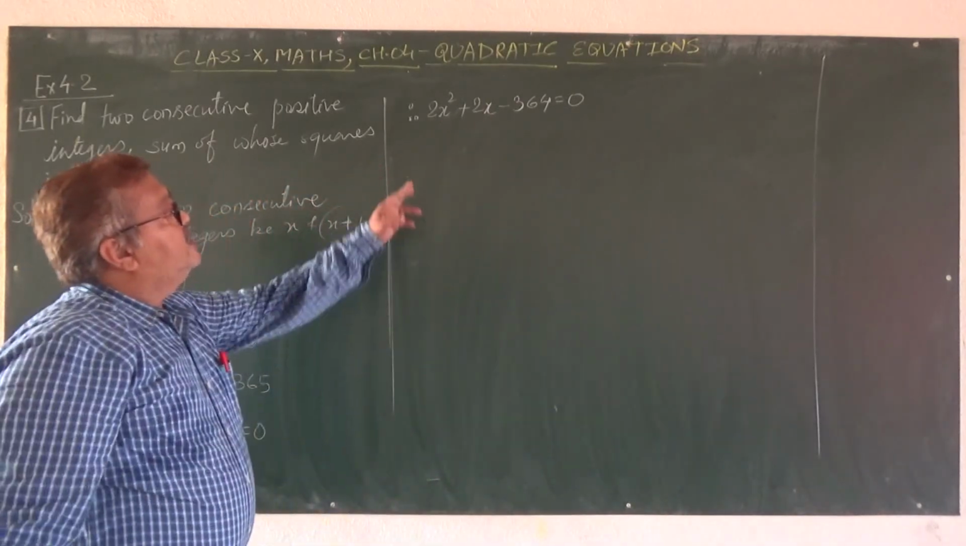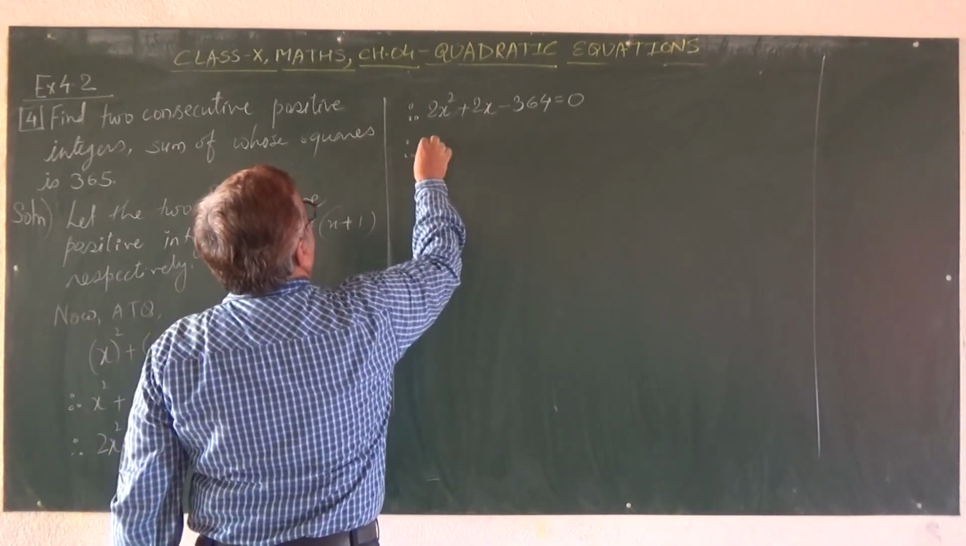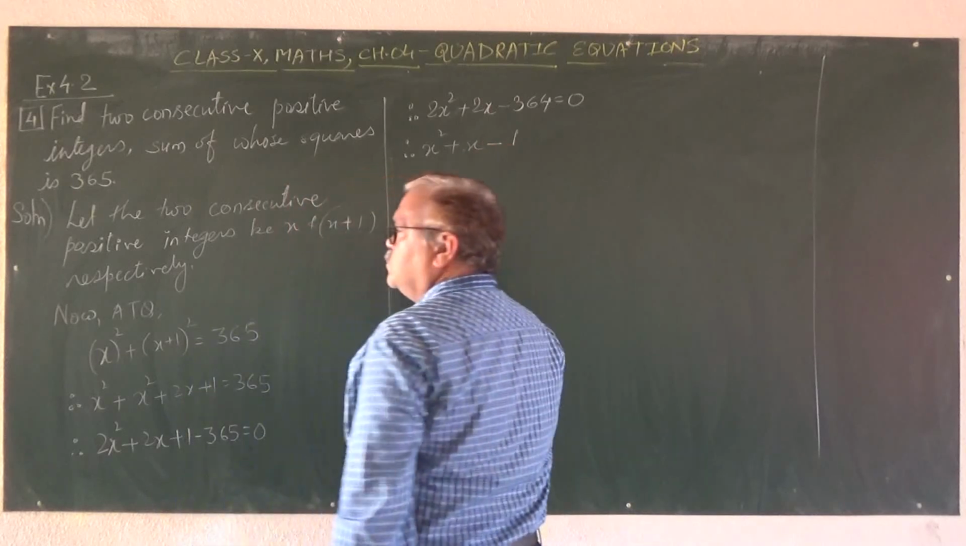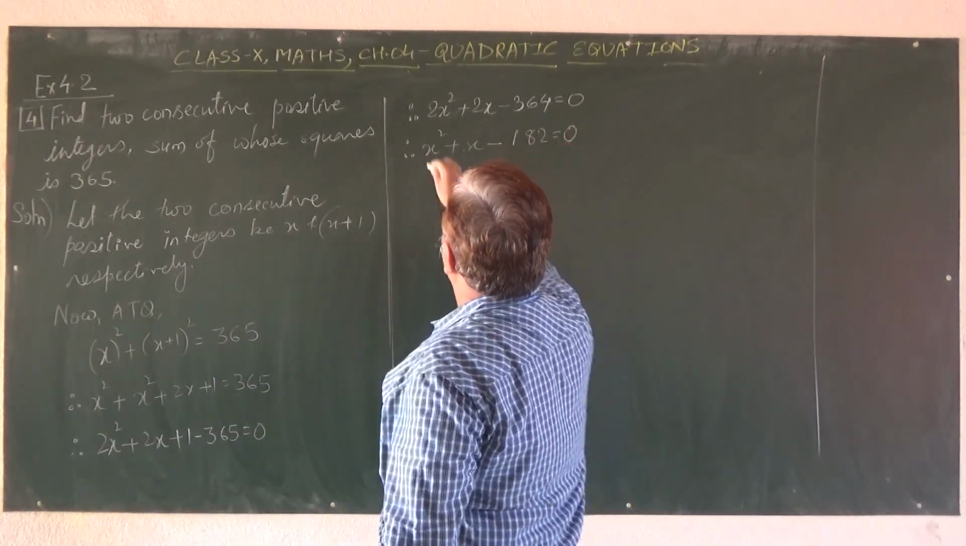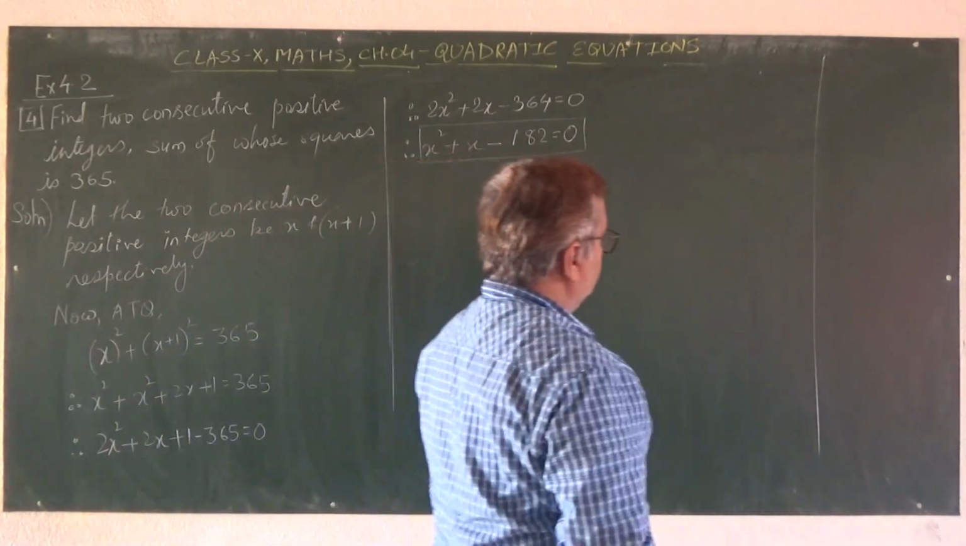Divide it. Each term is divisible by 2, so divide by 2. So we are going to get x square plus x minus 2, ones are 2, 2 8s are 16, 2 2s are 4. So this is the required quadratic equation.